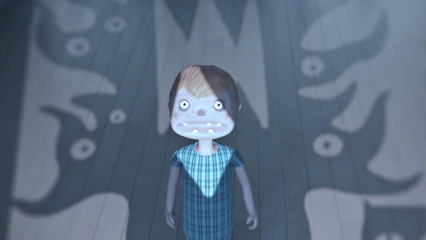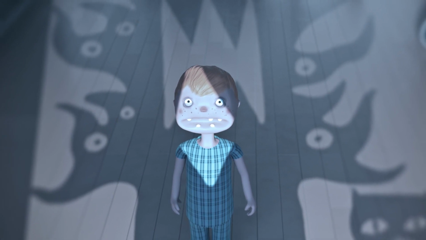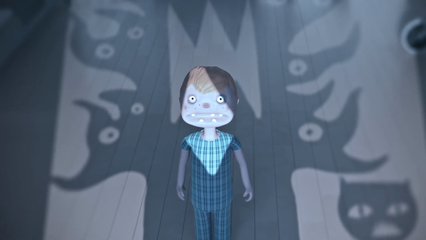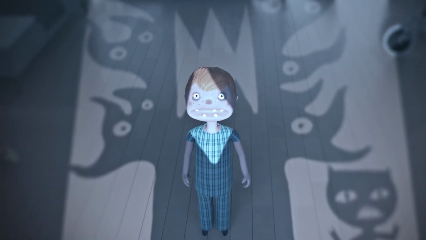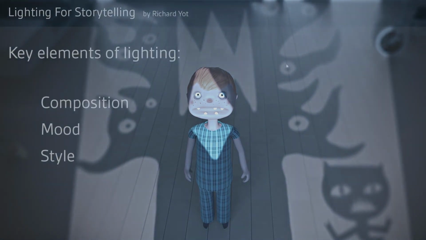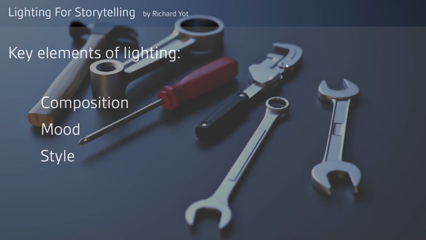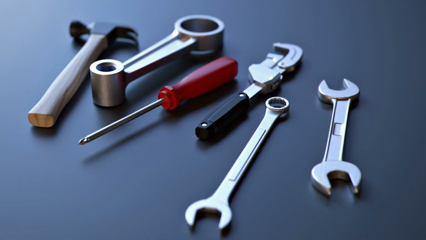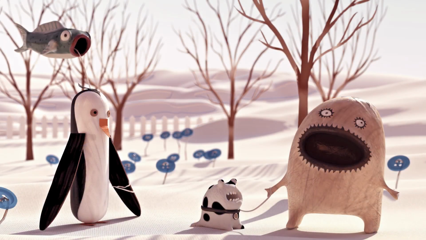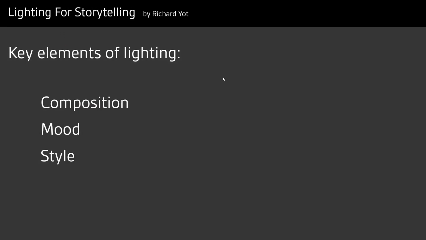Now, most people understand that lighting helps to create a mood, but I think the style aspect of it is something that very few people actually consider. And what I mean by style is that your lighting can either be realistic or it can be highly stylized. Now, if you're puzzled by what I mean by stylized as opposed to realistic, don't worry, because I will be covering this in some depth later on. So let's start with composition.